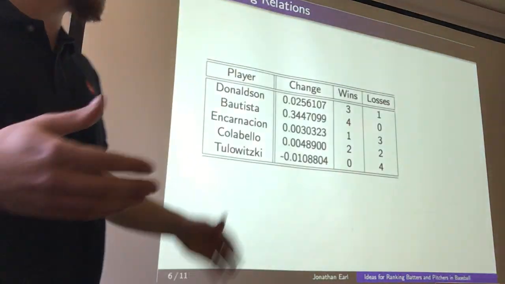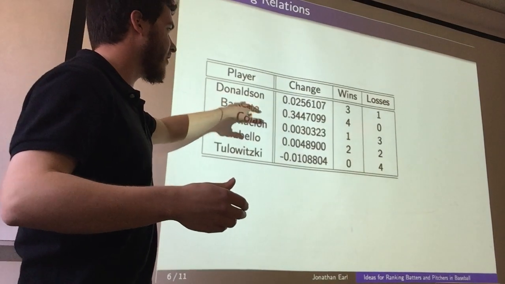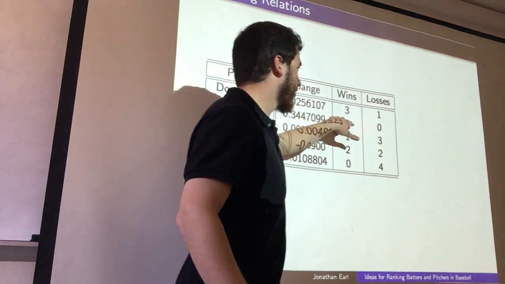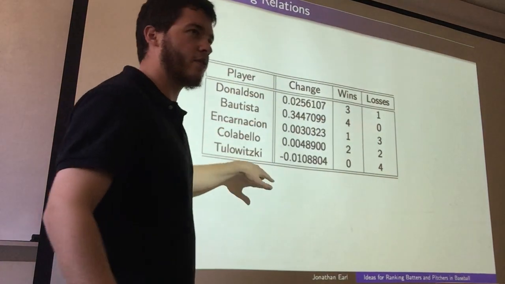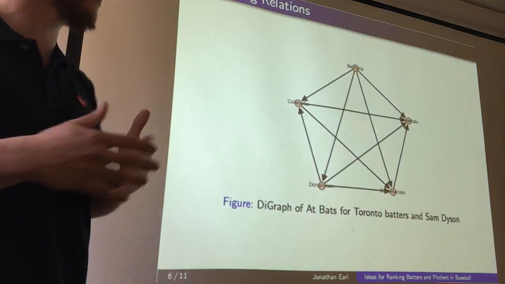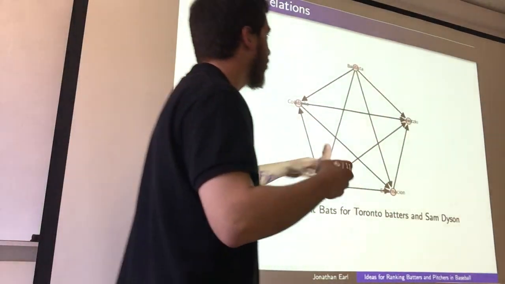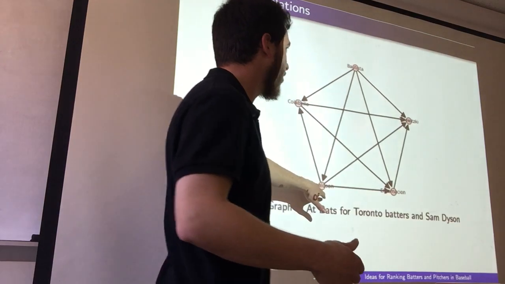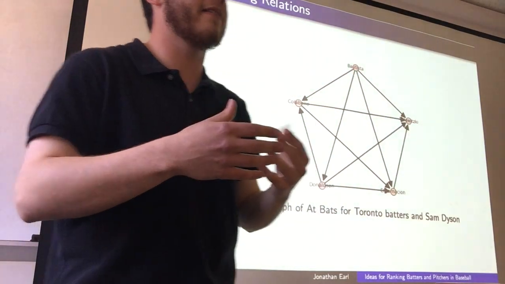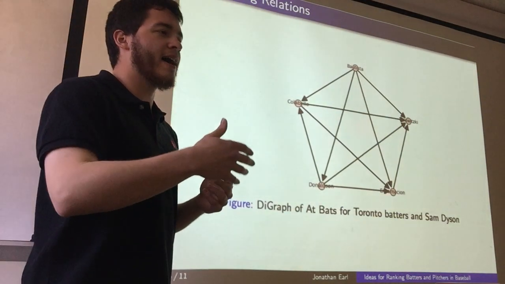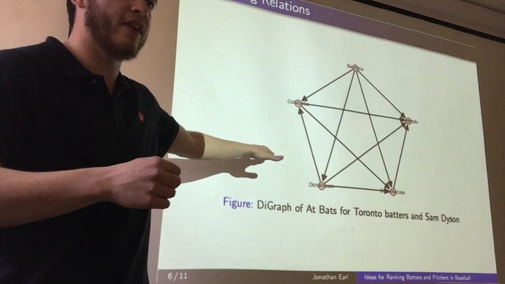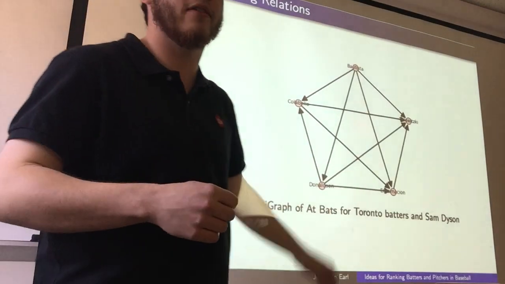So I've got 4 wins here for Batista. He beats each of these other 4 batters. Donaldson gets 1 loss because he loses to Batista, but he beats the other 3, and so on. And then I can represent it with this nice digraph. We'll say that I have an edge going between batter J and batter K if batter J beats batter K, or in this case, has an at-bat that increases the win probability better than an at-bat from the kth batter.